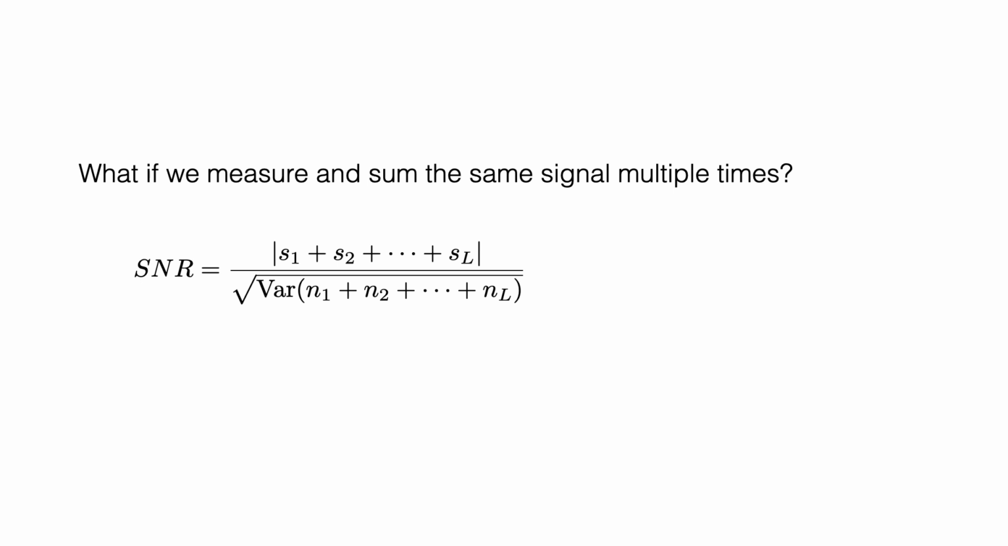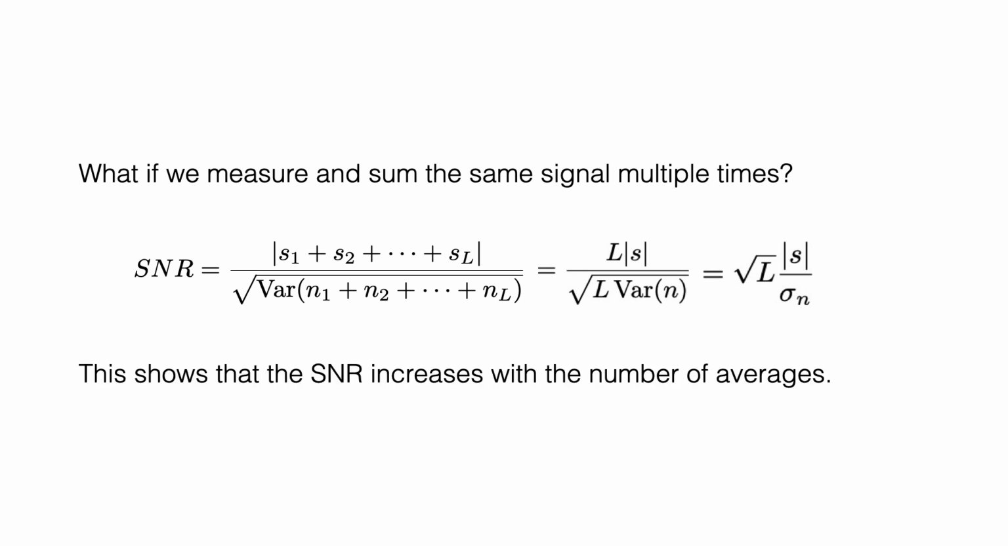Now the signal elements are all the same, so this becomes L times the magnitude of S on top, and since the noises are independent, the bottom becomes the square root of L times the variance of n, where n is any one noise realization. And so the signal-to-noise ratio is equal to the square root of L times the magnitude of S divided by sigma n. That is, the signal-to-noise ratio increases by the square root of L.